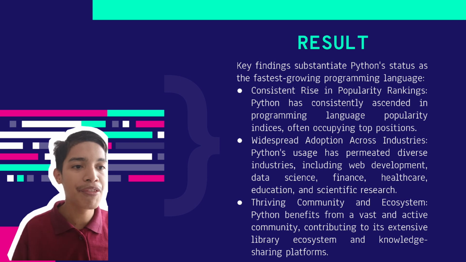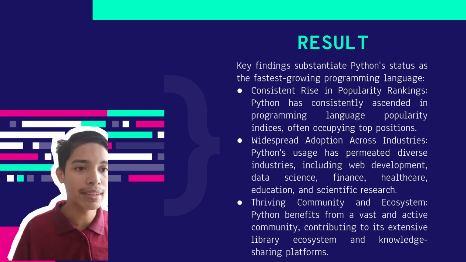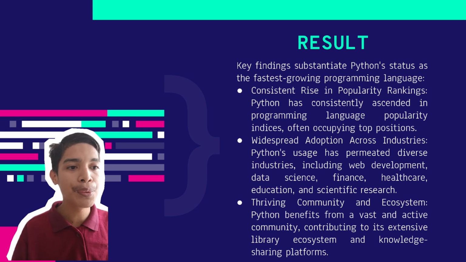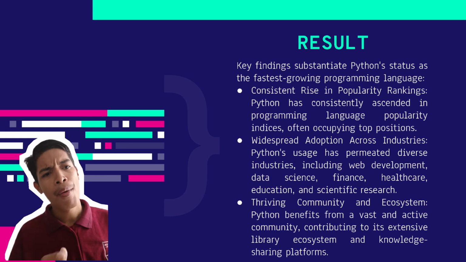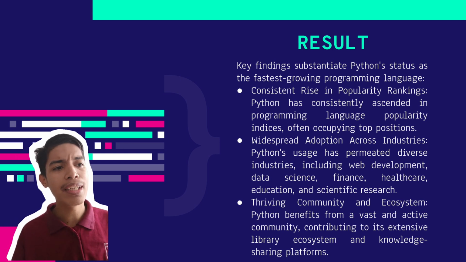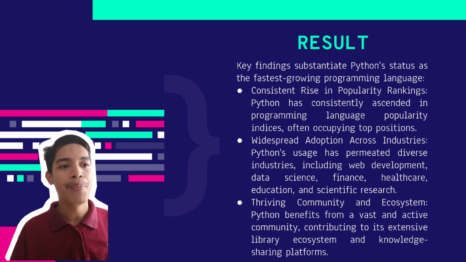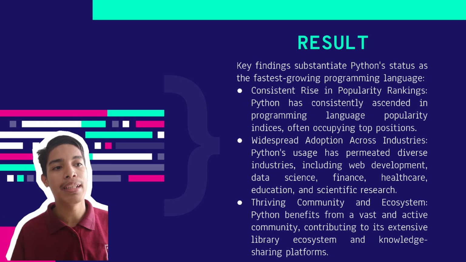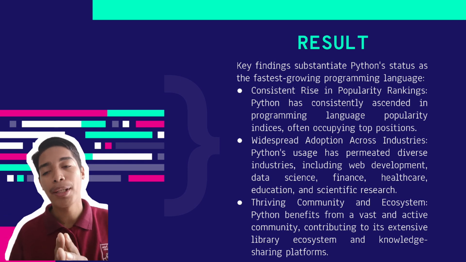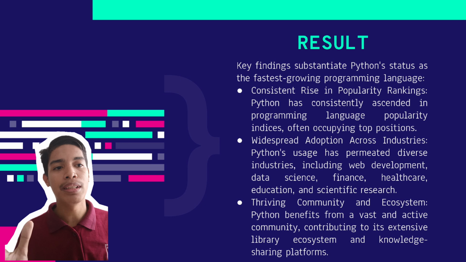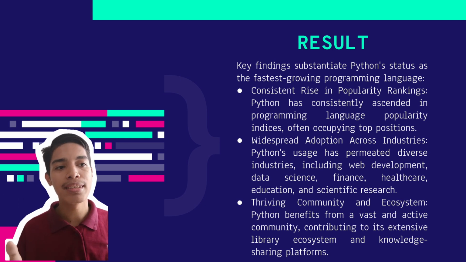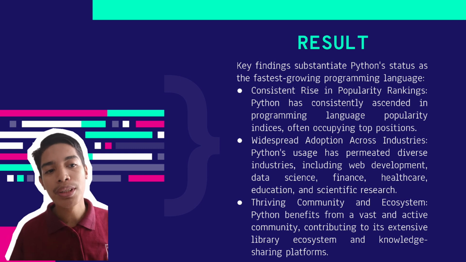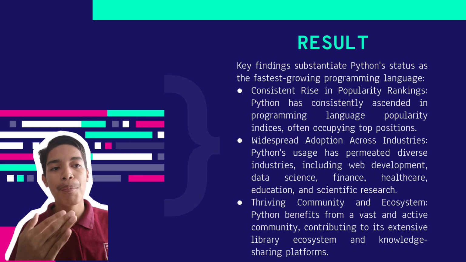Python is used across diverse industries, including web development, data science, finance, healthcare, education, and scientific research. Python is one of the most used programming languages in industry, especially for web development. You can use it in data science, finance, education, and scientific research. Python is very useful, especially for web development.